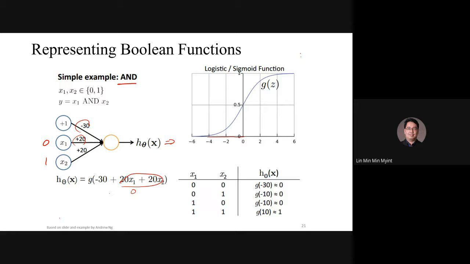And then if we consider 0 1, that means minus 10. Minus 10 means also about here, so it means 0, so this is 0. And 1 0 is also minus 10, so 0. And then if we consider 1 1, 1 1 will be equal to 10. 10 means roundabout here, so it's approximately equal to 1. So that's why this model will operate as an AND gate.